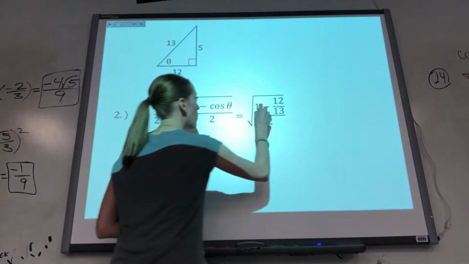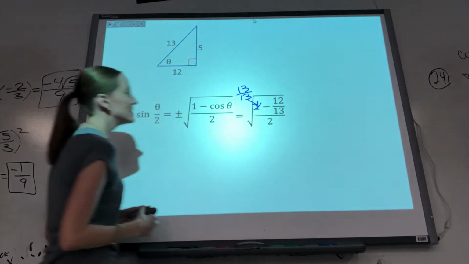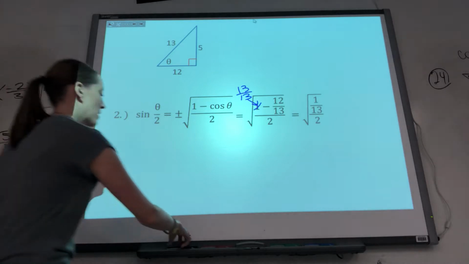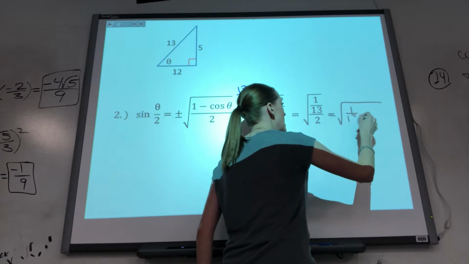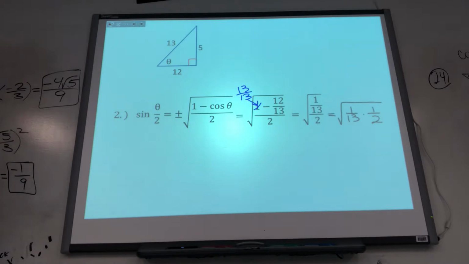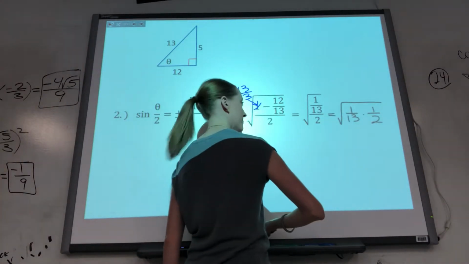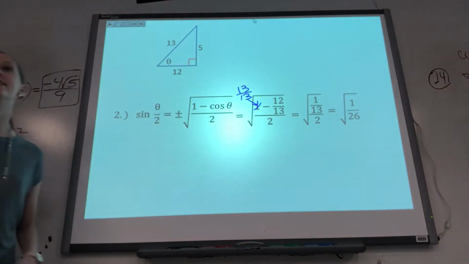So again, think of the 1 as 13 over 13, and once you subtract, you get 1/13 divided by 2. All of that is still under the square root, but underneath it now says 1/13 divided by 2. So let's keep, change, flip again. This is going to be the square root of 1/13 times 1/2. So across the top and across the bottom, it becomes the square root of 1 over 26.